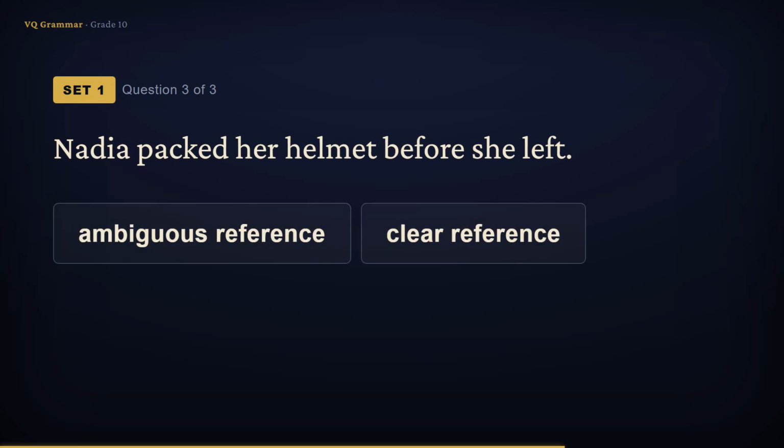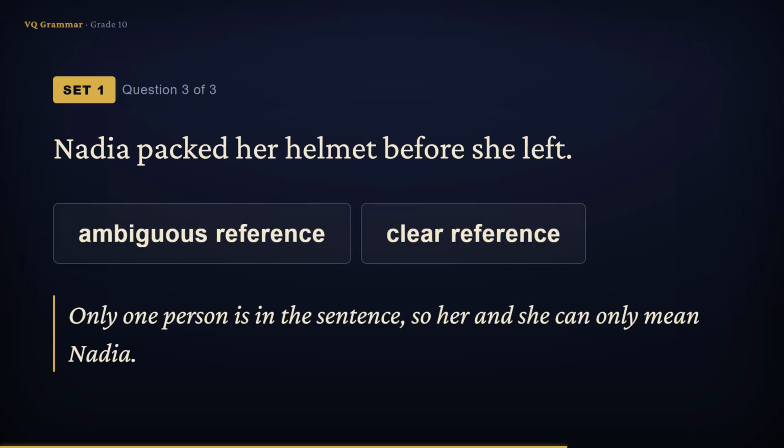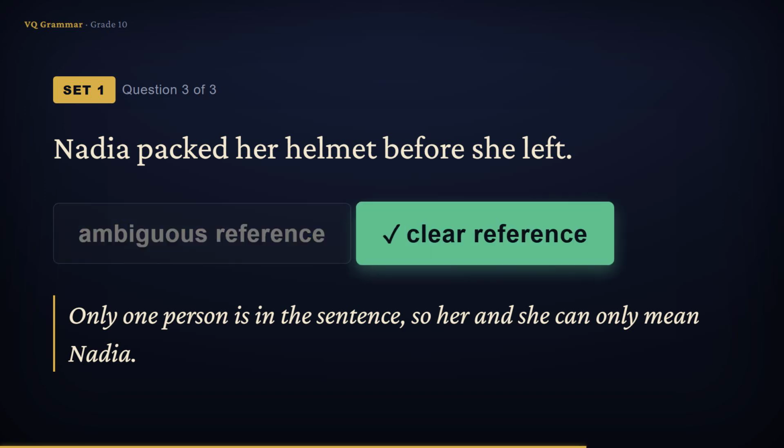Nadia packed her helmet before she left. Only one person appears in this whole sentence, so her and she can point to nobody but Nadia. Put your finger on each pronoun, ask which noun it replaces, and the answer arrives instantly. This one is clear reference.